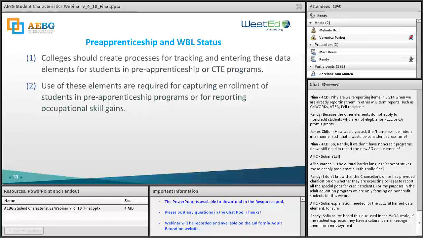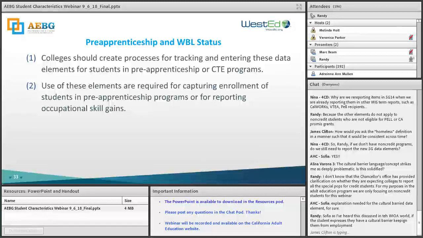So a couple questions, Mark, that have come up that I've been sort of answering in the chat. There was a question about why we have the additional way of reporting economically disadvantaged students, and that's because many of the regular elements such as Pell eligibility or eligibility for a California Promise Grant do not apply to non-credit students, and so the creation of that element was specifically so we can capture that information about non-credit students.